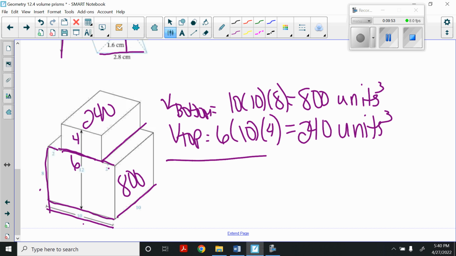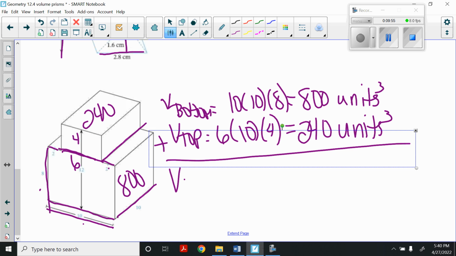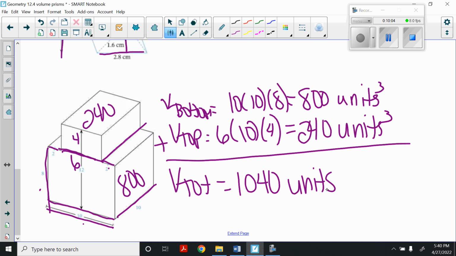So if I add those together, I get the total volume. So 800 plus 240 gives me 1,040 cubic units. So we treat the composite ones just like we did when we were doing area of composites.